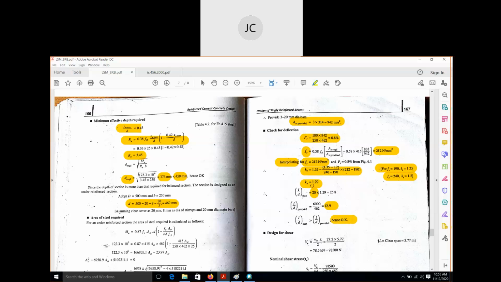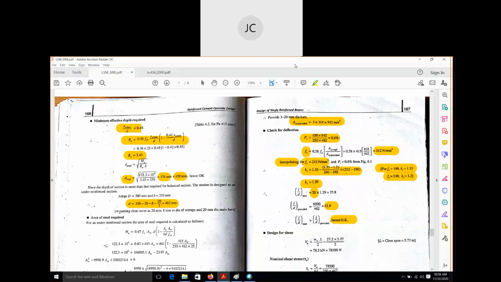In this step, only one thing is there: you have to find out the value of the modification factor from the graph. After getting the value of K, first we have to find out L by D max, then L by D provided. If our L by D provided is less than the maximum value, that means our beam is safe for deflection. And if L by D provided is more than the maximum value, then we have to redesign the beam.